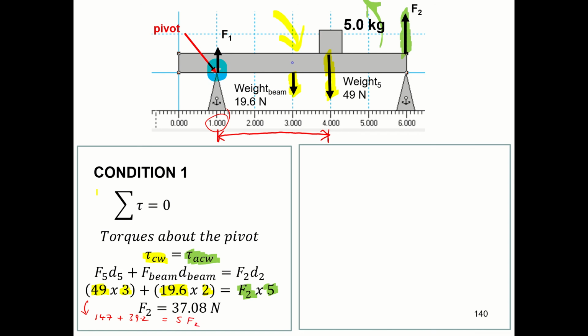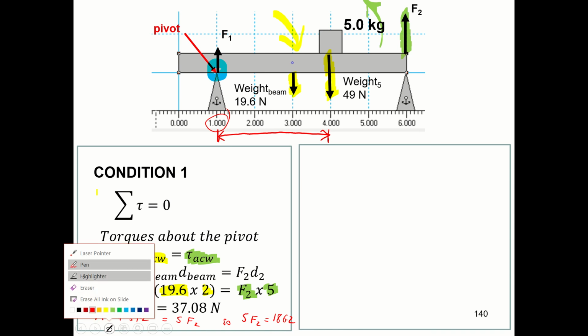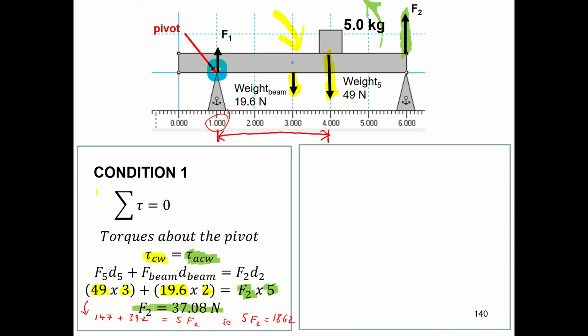So 147 plus 39.2 works out to be 186.2. So 5 F2 equals 186.2, and we'll divide each side by 5. That gets me to my 37 and a bit, which is this here. I just got 37.24. Don't worry if it's not perfect. We're not going to worry about that.